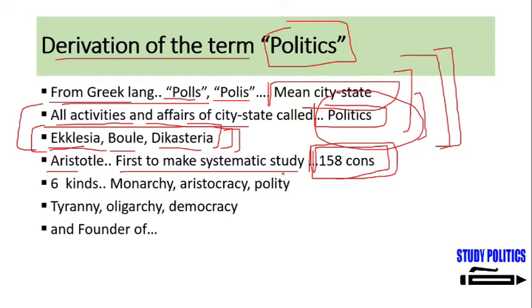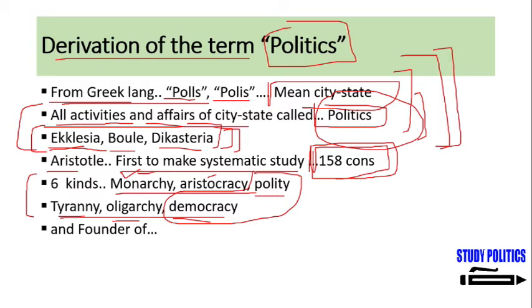On the basis of his study and his classification, he organized the 158 constitutions into two categories. In the first category, he arranged the 3 best constitutions, and in the second category, the 3 worst constitutions. Among the best constitutions were monarchy, aristocracy and polity, and among the worst were tyranny, oligarchy and democracy. Monarchy was the ideal constitution for Aristotle, but for practical purposes, a mixture of polity and democracy was the ideal for Aristotle. Now again, what is monarchy, what is aristocracy, what is polity or oligarchy or democracy?